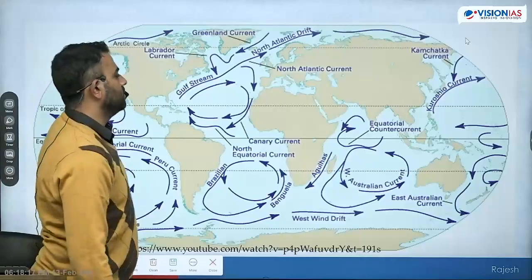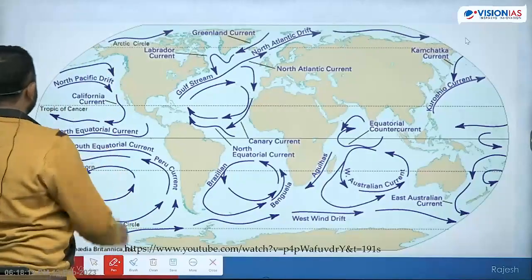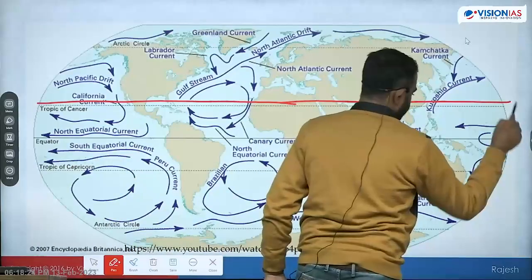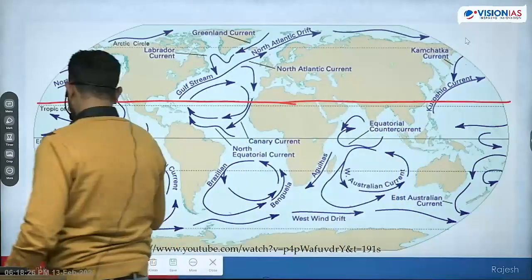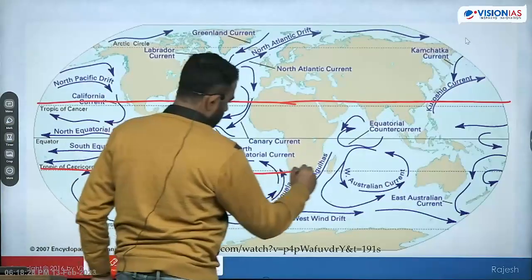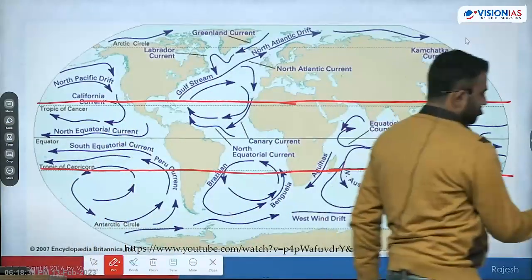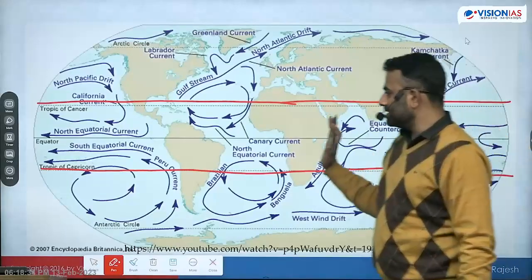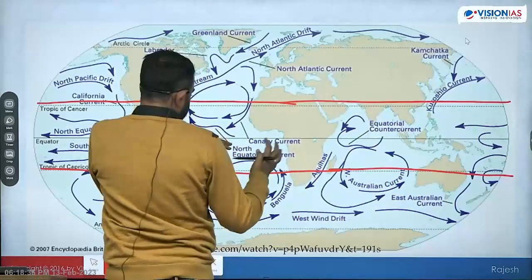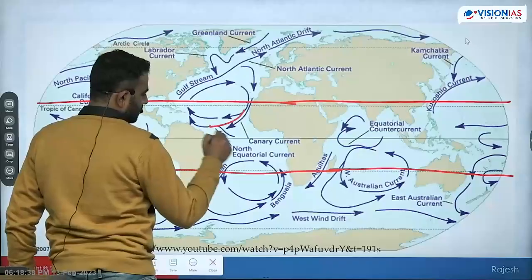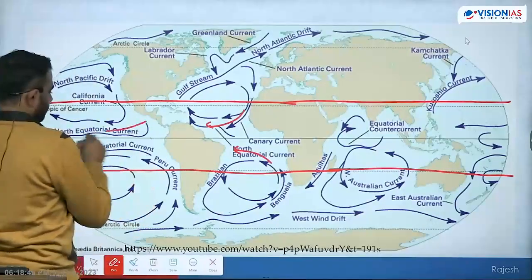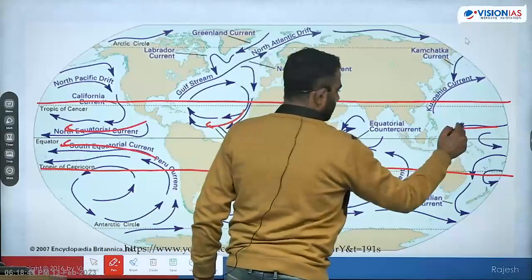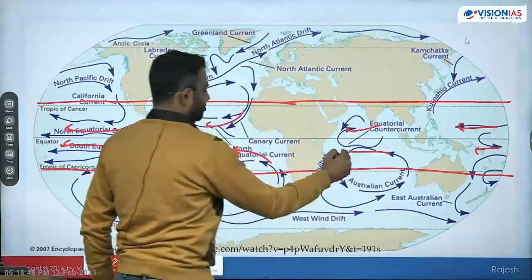ठीक है. So within the tropical region, if you try to observe, okay, tropical region में जो भी ocean currents हैं, we can observe a pattern. The oceans within the tropical region always push the water from east to west in this direction. Right? It always causes the water to move from east to west.